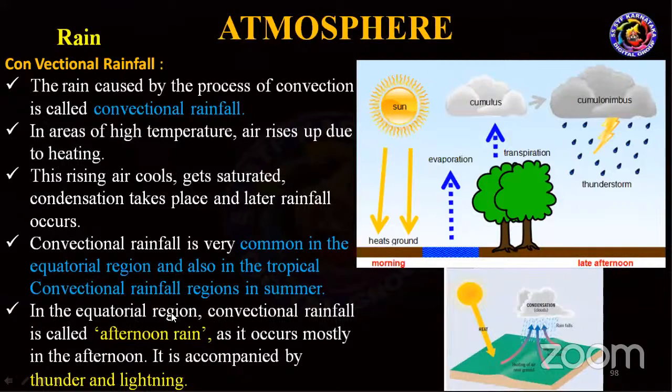In the equatorial region, convectional rainfall is called afternoon rain. Why do we call it afternoon rain? From morning to afternoon, the air starts to hold water vapor due to temperature, and later in the afternoon it brings the rainfall naturally. Because of that, it is called afternoon rainfall, or afternoon rain, which happens in the equatorial region.